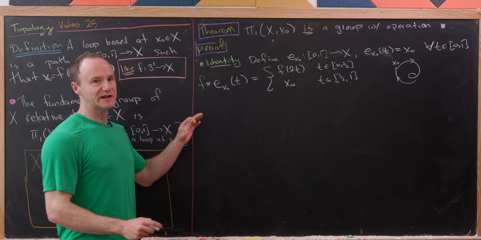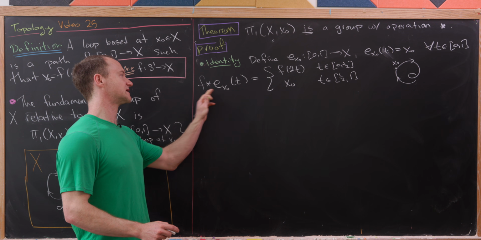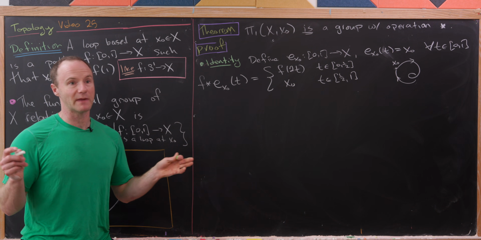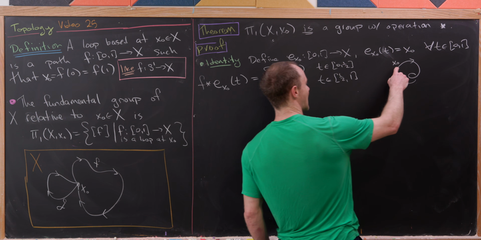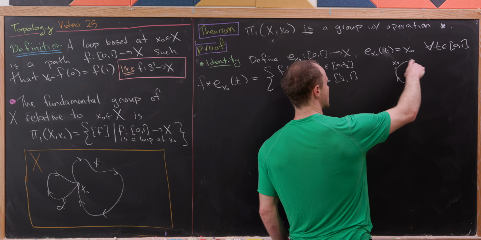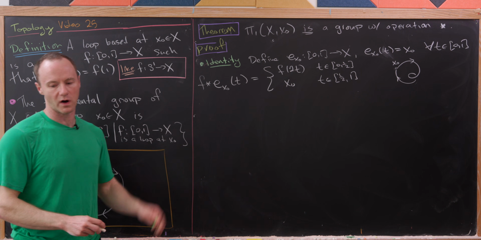And of course, you would need to show the same thing for e x naught star f, because we may not have commutativity here. And that would be like sitting at x naught for half an hour and then rushing through the path in the remaining half an hour. We'll just show one of them.